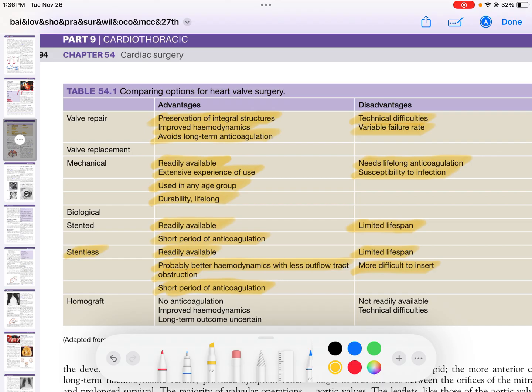Homograft. No anticoagulation, improved hemodynamics, long-term outcome uncertain. Disadvantages: not readily available, technical difficulties.